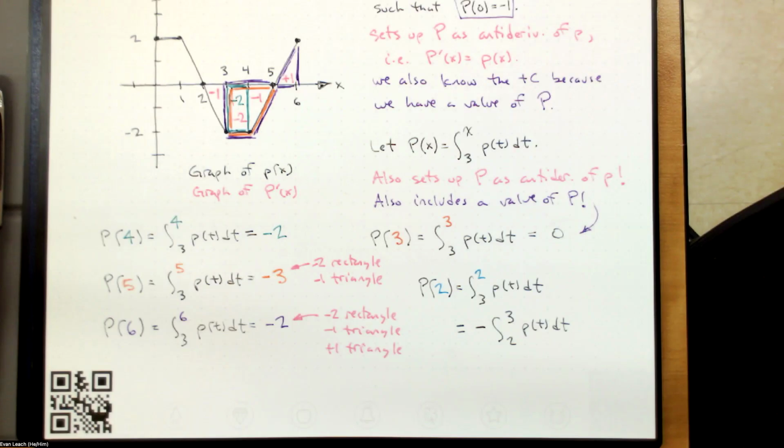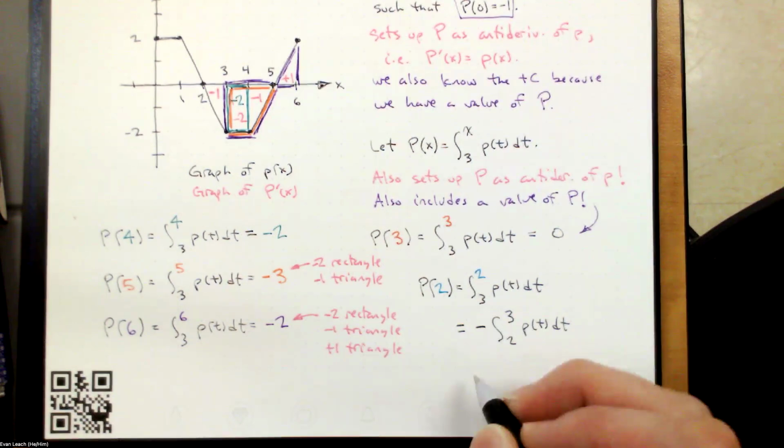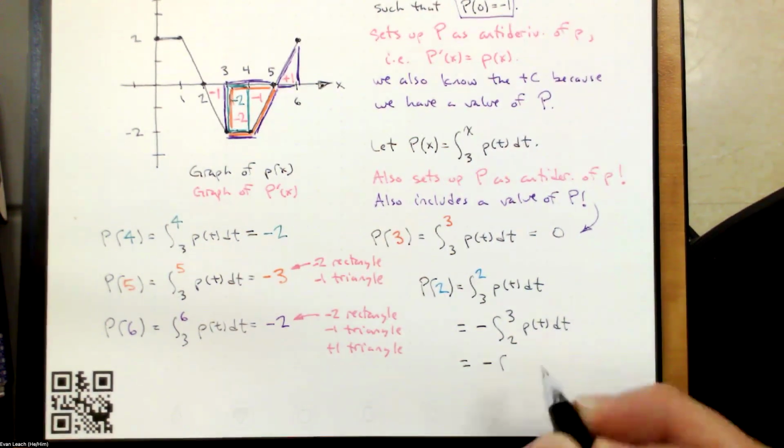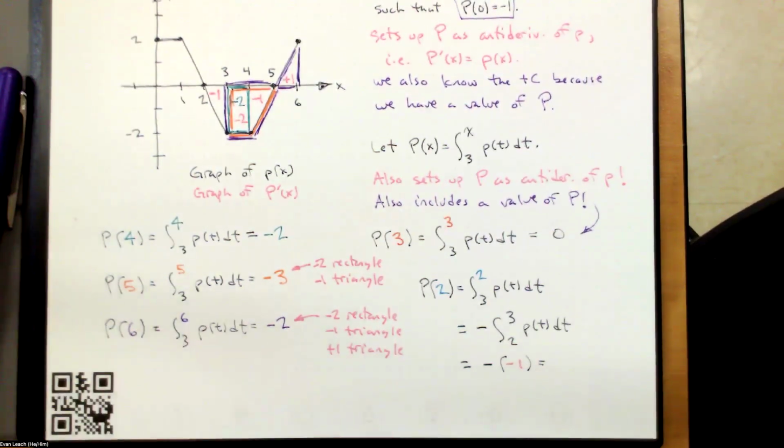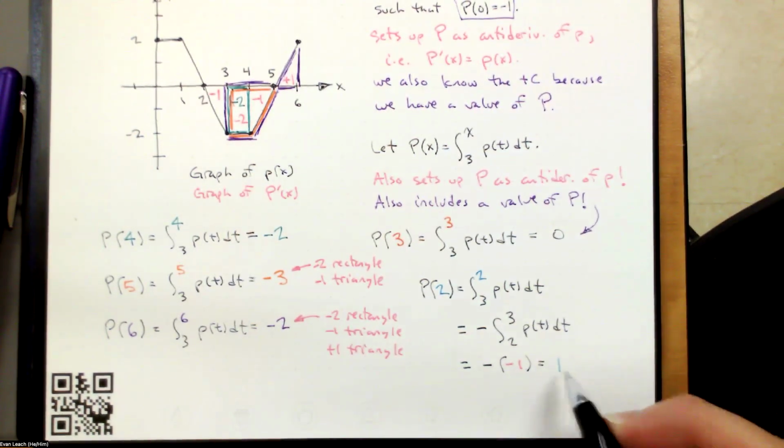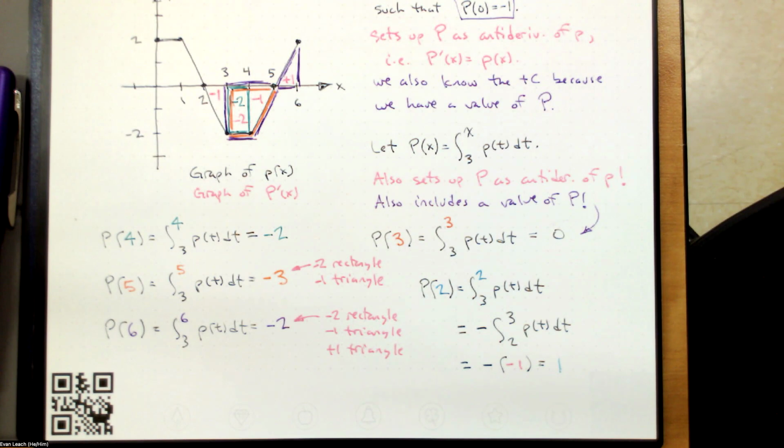Capital F at A minus capital F at B is just -1 times capital F at B minus capital F at A. Change the order of integration in your definite integral, you change the sign. Any questions? Comments?